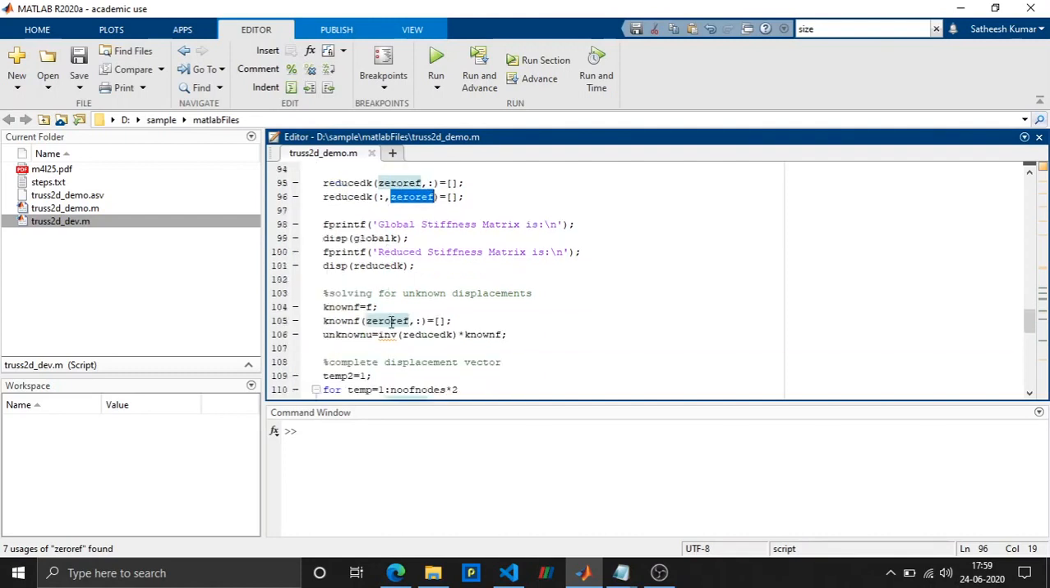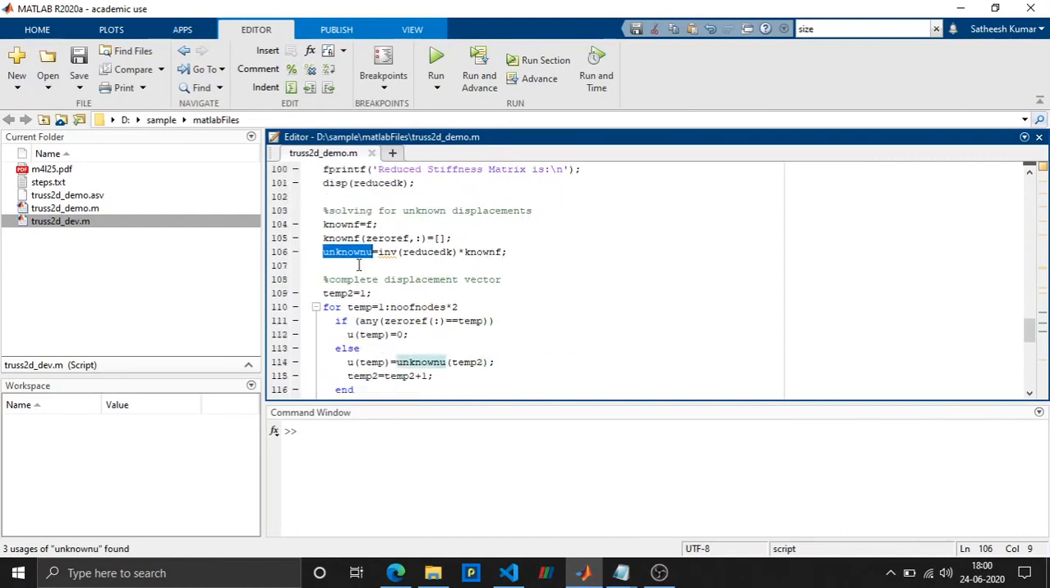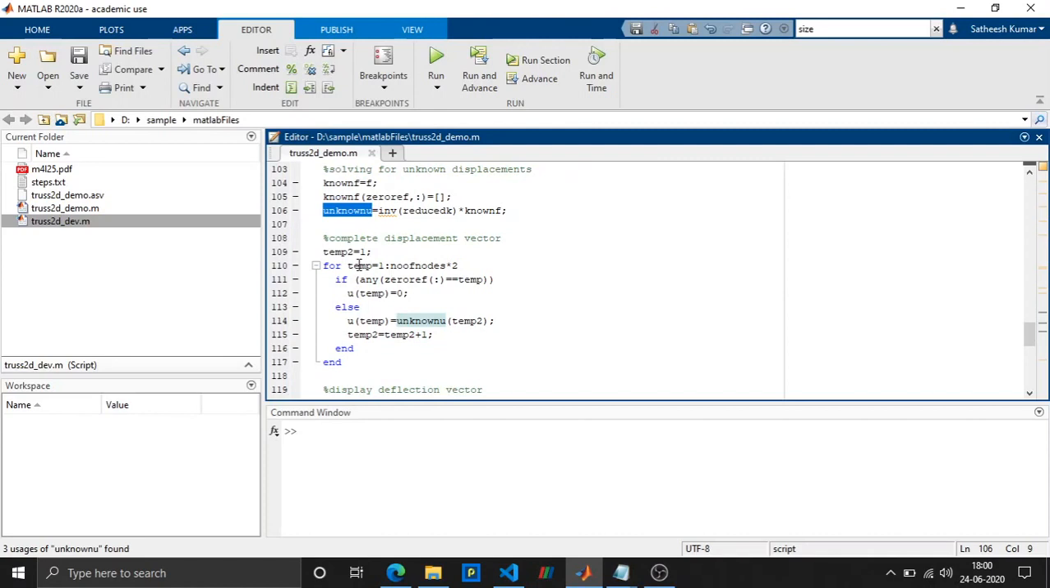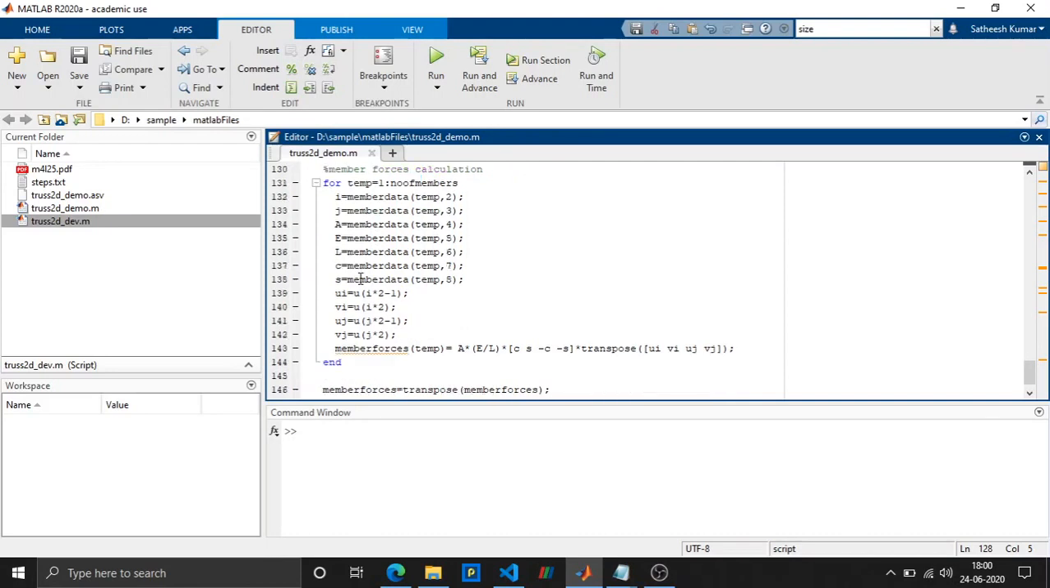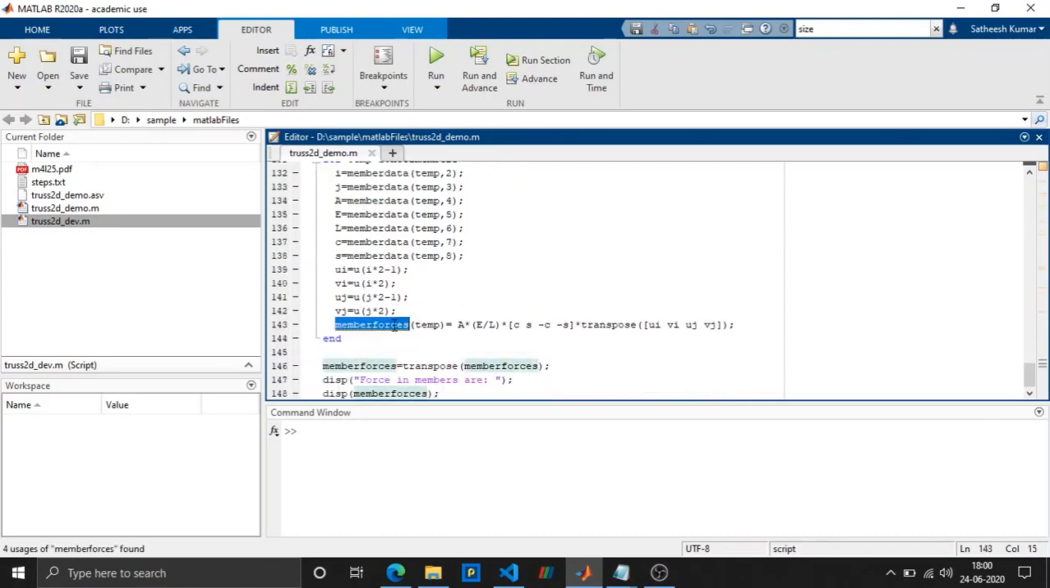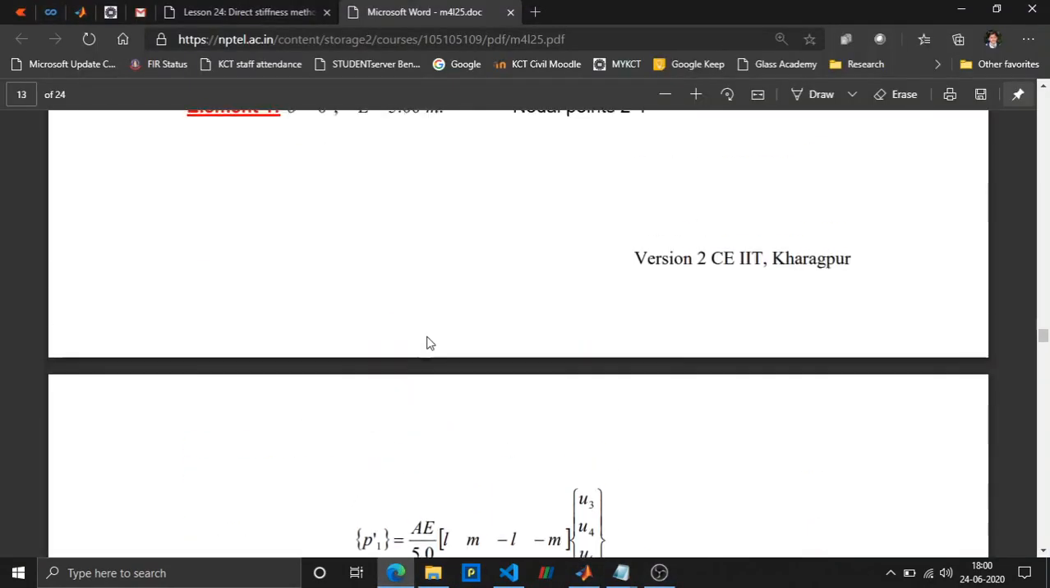Once I know the reduced stiffness matrix, I can find the unknown displacements, which is nothing but K inverse times F. Once I know the U values, I can find my support reactions. For that, I am using the global force vector, U vector and the global K matrix. Once I know the support reactions, I can print them, as well as find the member forces. So that's all.